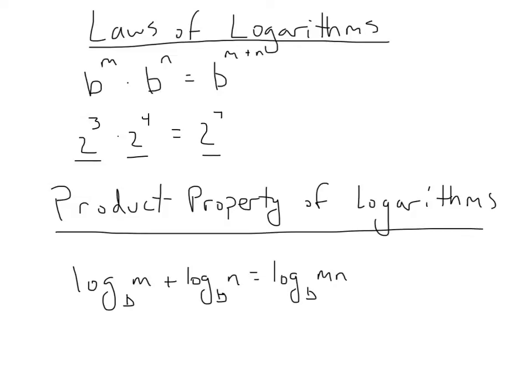So the product property of logarithms says much the same thing. Log base b of m plus log base b of n is equal to log base b of their product, m times n. So let's do an example with numbers. And before you move on to the next page, make sure you take notes on this. This is one of our very important formulas from this video.